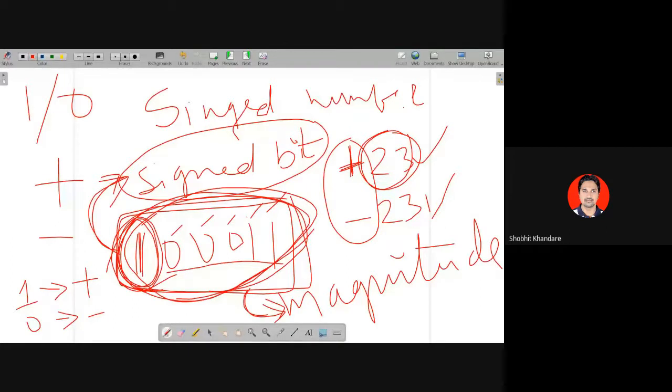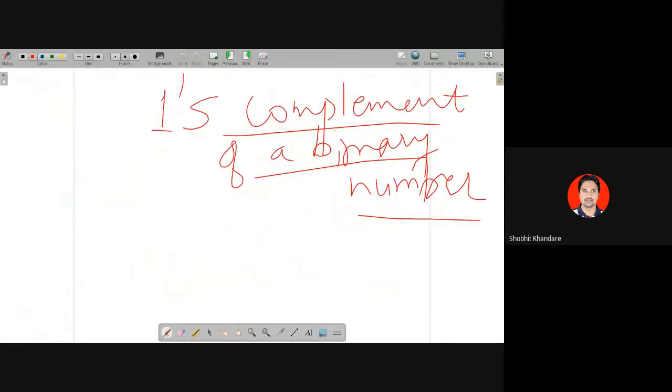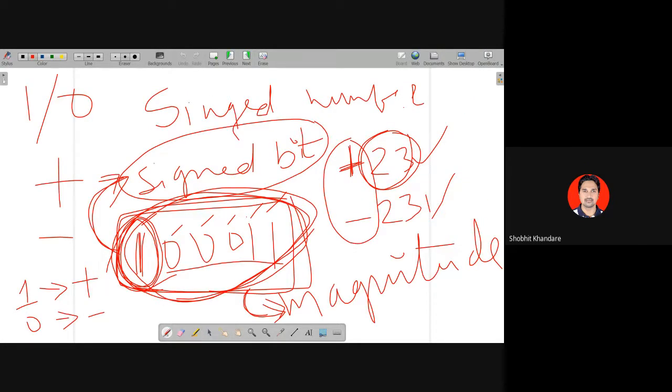So today, below the heading you had written, ones complement of a binary number, just write down the signed representation of a binary number. You can take any number, for example the number I had taken, and just write down that your MSB will indicate the sign, and all the bits are used to represent the magnitude.